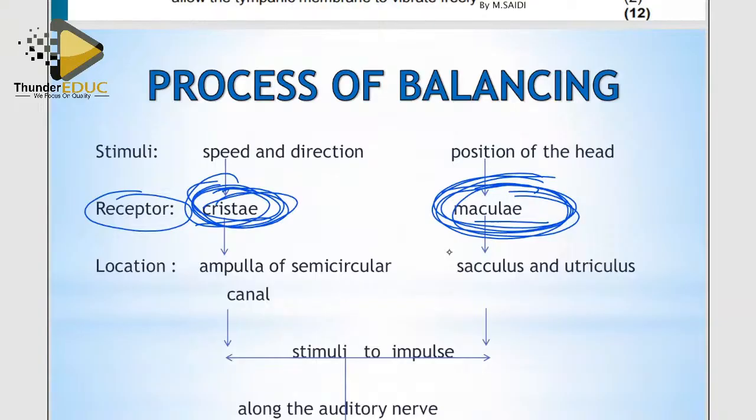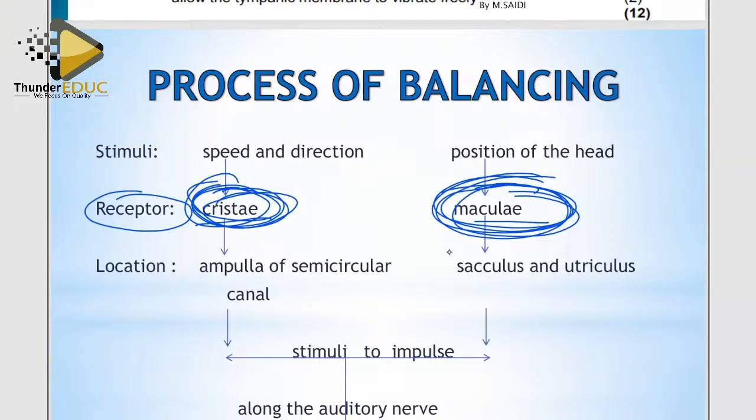You sing it, you write it down. You love it, because if you hate it, it won't go into the head. And if you hate it, it's what they want to bring, and if they bring it, because you hate it, you're going to fail it. So cristae, maculae. Those are the receptors.